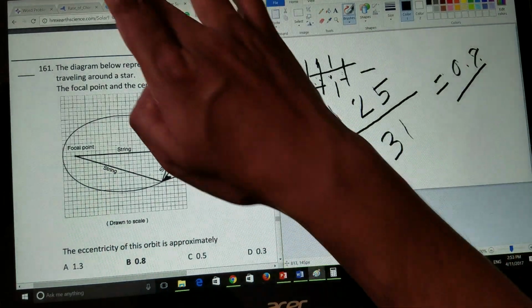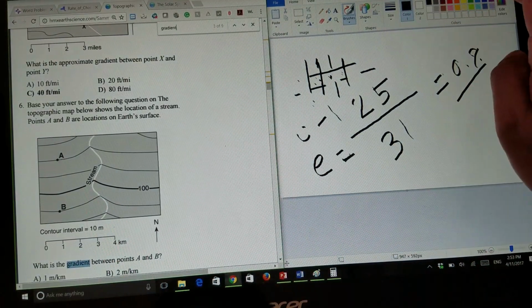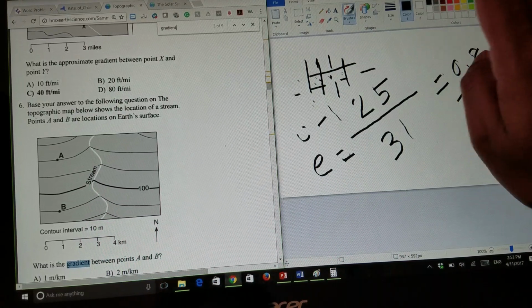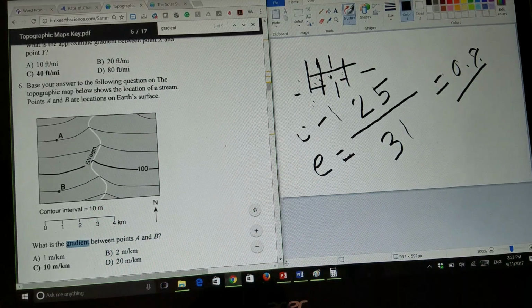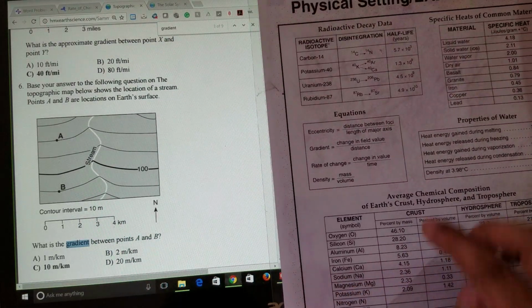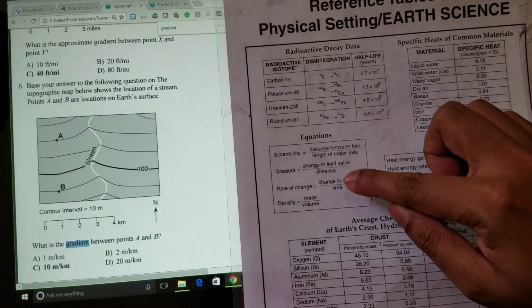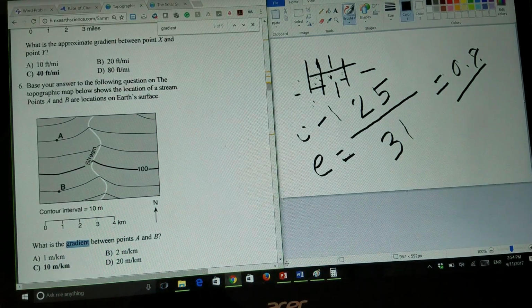So if we now go to the next part, we don't need this for now. Okay, let's keep this anyway. So question number 6. First of all, if you look at the equation, gradient is equal to change in field value divided by the distance. So what is the field value and what is the distance here?